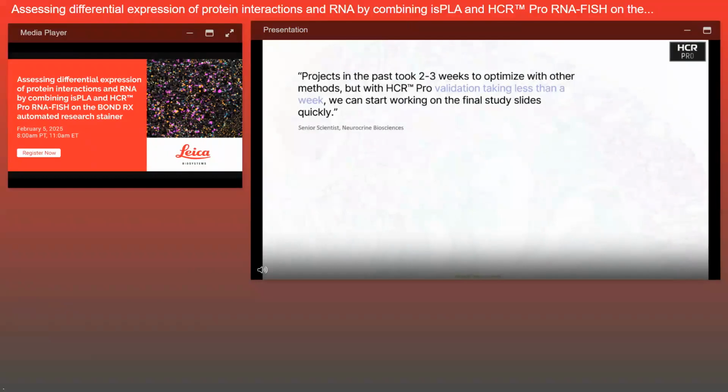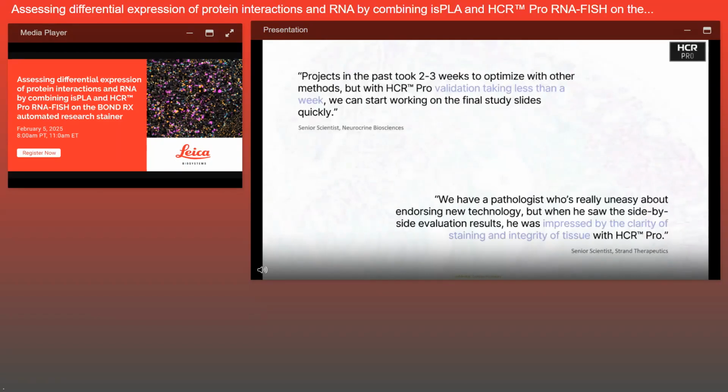So, some testimonials from a lot of our users. We've greatly expanded our user base in the last few years. This one scientist at Neurocrine noted that in the past, projects took quite a while to optimize, but with HCR Pro, with the ease of use of the protocol and the reagents, validation time has been taken from 2 to 3 weeks down to less than a week, and they can work on final studies much quicker.